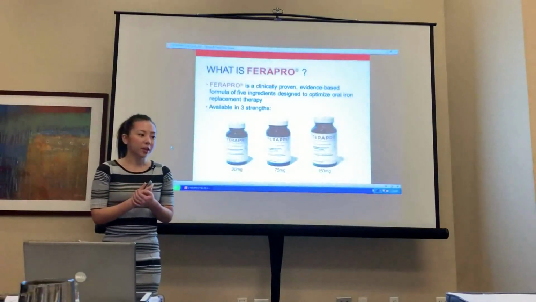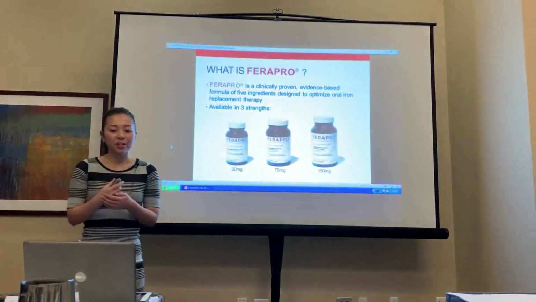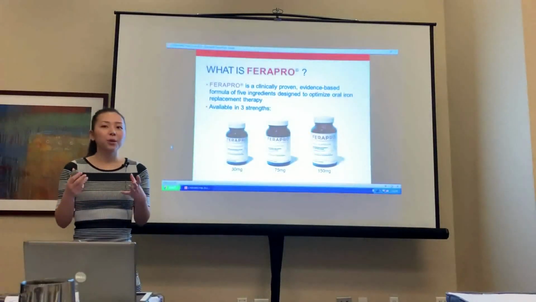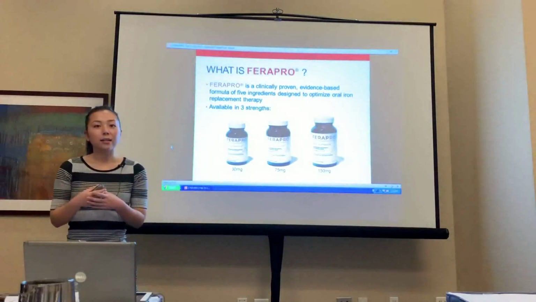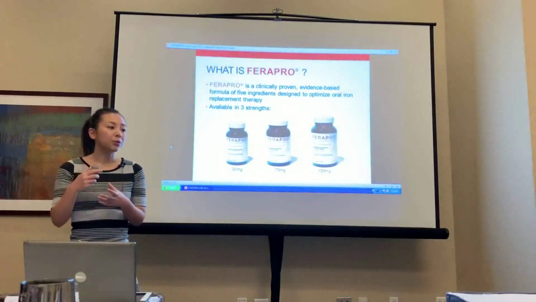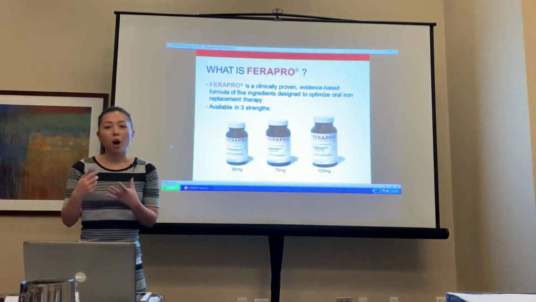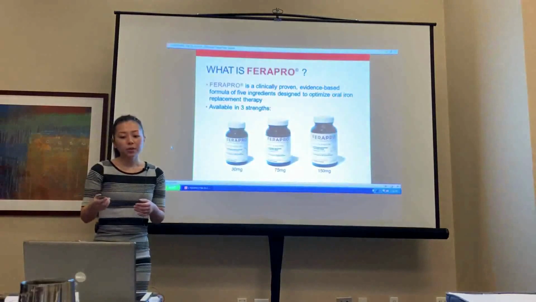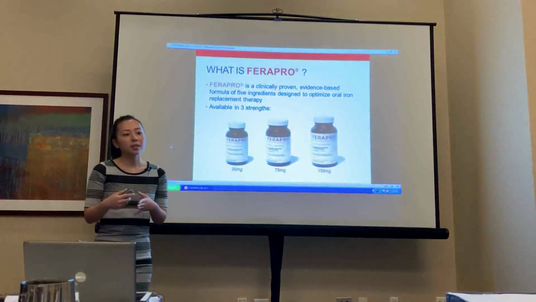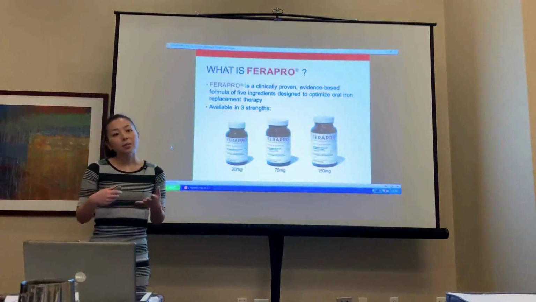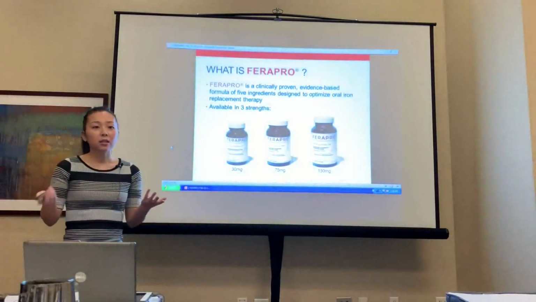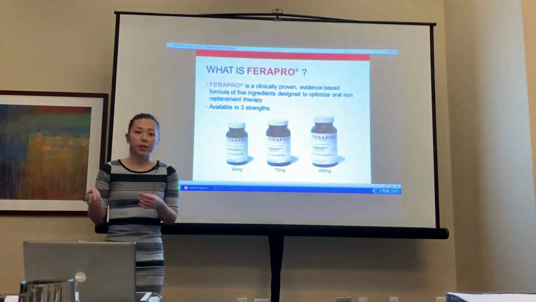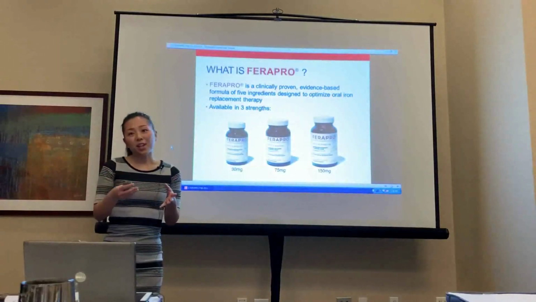So what is FERAPRO? You all have a bottle in front of you. It's a clinically proven and evidence-based formula. We've put 5 ingredients together and they're designed to have a unique role that each of them play to optimize oral iron therapy. We have 3 strengths available, so 30 milligrams, 75 milligrams, and 150 milligrams. And that's really going to empower the patient and yourselves as the practitioner to find the dose that's best for them at the place in therapy that they need it.